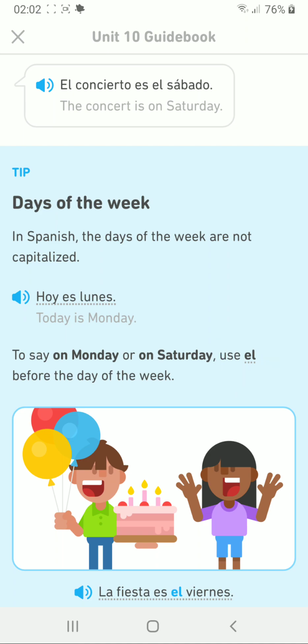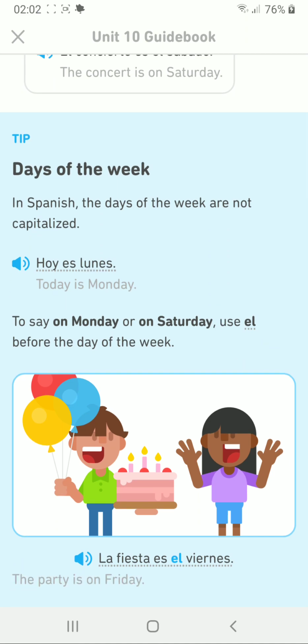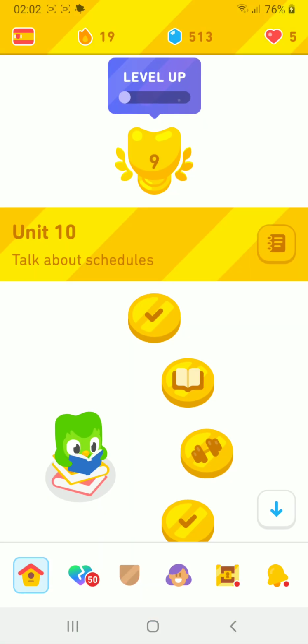For example, la fiesta es el viernes. Don't say just la fiesta es viernes, because that says the party is Friday, which means the party is a day. It's not good. El viernes is on. That's the correct way. So that was Unit 10.